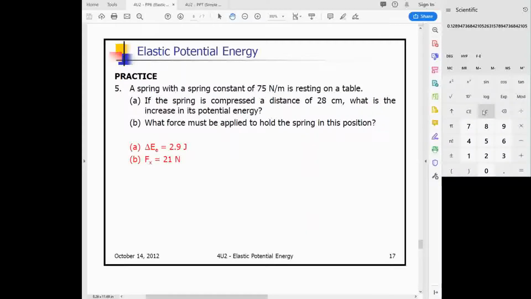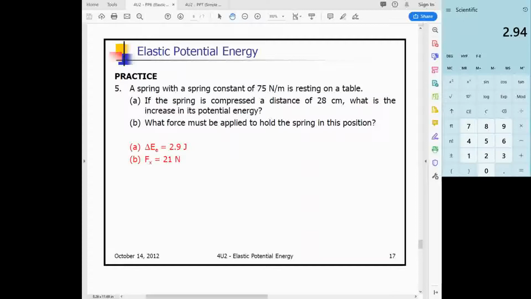So let's look at this problem. It says we have a spring with a spring constant of 75 newtons per meter. It's resting on a table. The spring is compressed a distance of 28 centimeters. So what is the increase in its potential energy? So this is 1/2, or 0.5, times k times 0.28. I have to put that in meters, squared. Gets us to 2.94, and I report it as 2.9 joules.